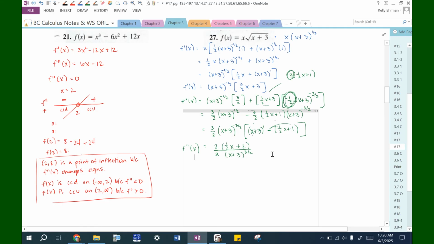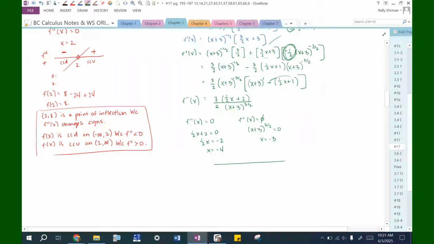All right, and that's enough for me to get to my possible inflection points. So f double prime of x is equal to 0 when 1/2 x plus 2 equals 0. So if you subtract 2, multiply by 2, x could be negative 4. F double prime of x is undefined when x plus 3 to the 3/2 equals 0, which is just when x equals negative 3. So I have two possible inflection points.